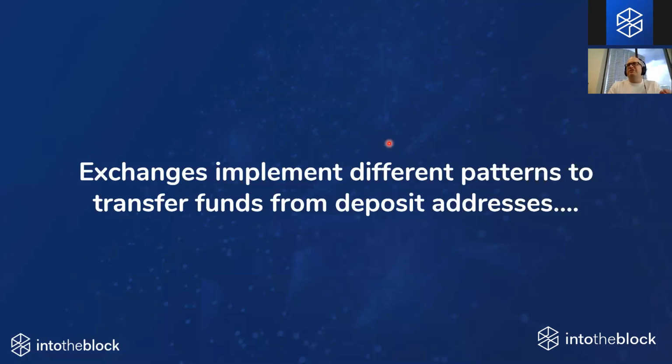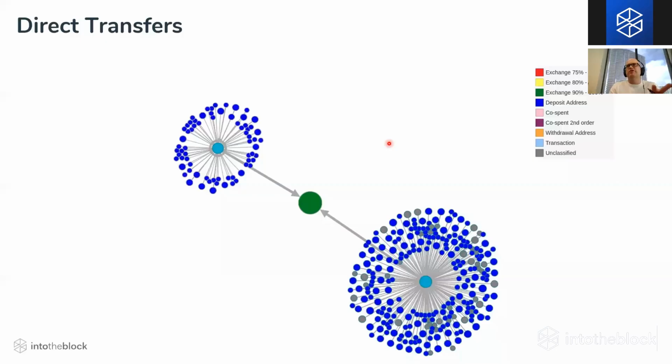Oh, I'm sorry. I went to slide 5. This is another pattern that we learned that deals with funds being transferred from deposit addresses that follow different patterns, and we're going to follow two specific patterns that are very unique. One is many deposit addresses to one transaction into the hot wallet. This is a pattern that is followed by many exchanges.